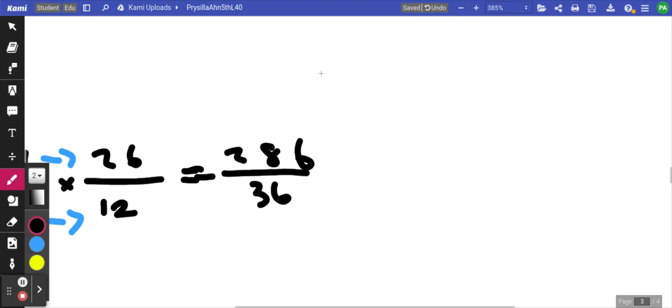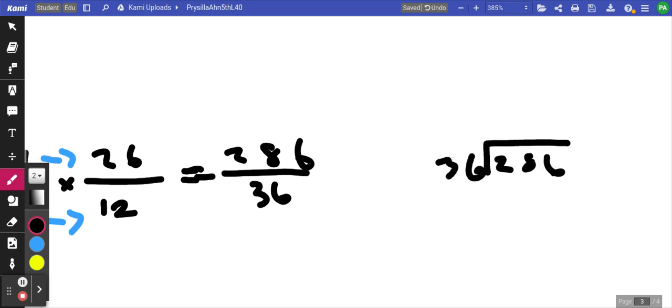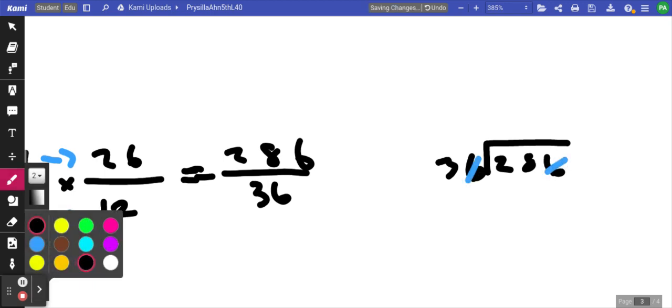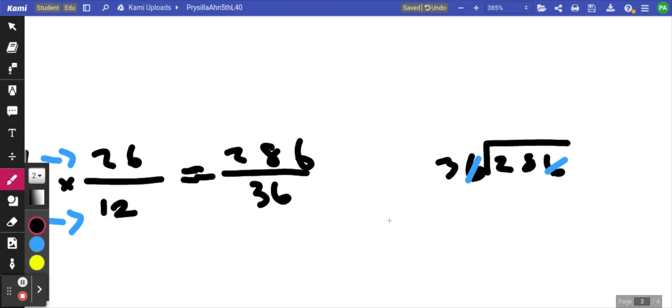Now, let's figure out how many times 36 can go into 286 by dividing. So let's just do a little bit of long division. So obviously, 36 doesn't go into 2 or 28. Of course, it goes into 286. Yes. But we don't know how much because it's such a big number. So one thing I like to do is get rid of the ones and see how many times 3 can go into 28. Well, 3 can go into 28 about 9 times.